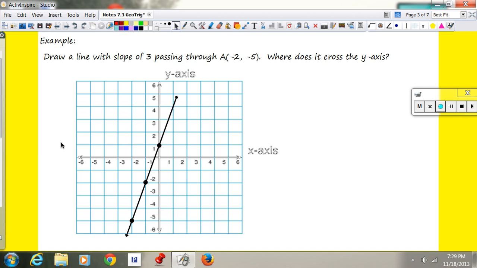That's how you can use your slope to draw a line. If you know a point, and you know the slope, the slope is like a map telling you how to get to the next point. You're starting at -2, -5, and you're going to go up 3 and over 1. Rise over run if you make the slope into a fraction.